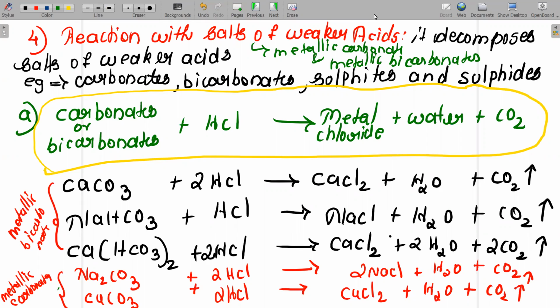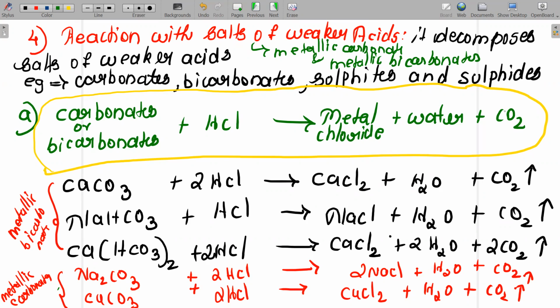So when HCl reacts with metallic carbonates or metallic bicarbonates, what happens? Children, it decomposes salts of weaker acid. For example, you can take carbonates, bicarbonates, sulfides, and sulfites. Children, in the exam they will ask these reactions only. In order to do this reaction, I am introducing one trick: if carbonates or bicarbonates are there, you add HCl into that. Then you will get metal chloride and water plus carbon dioxide as the products.